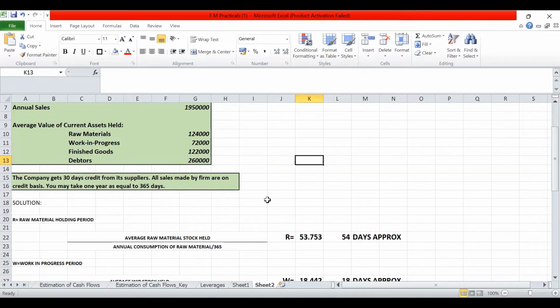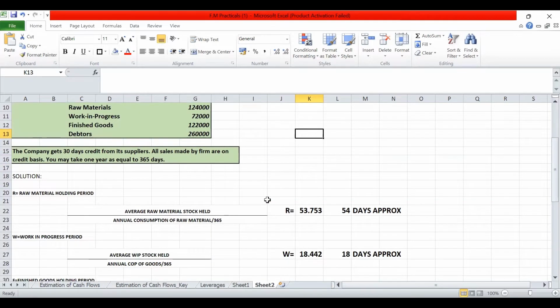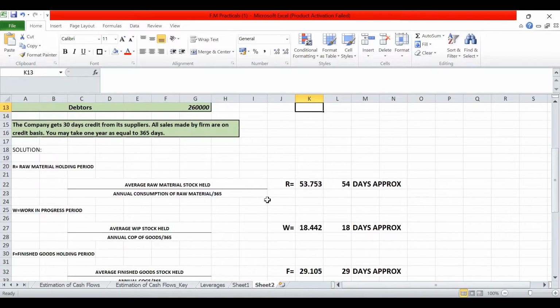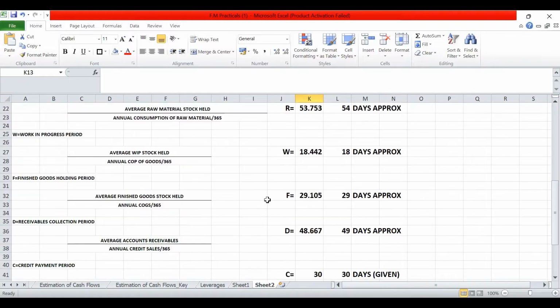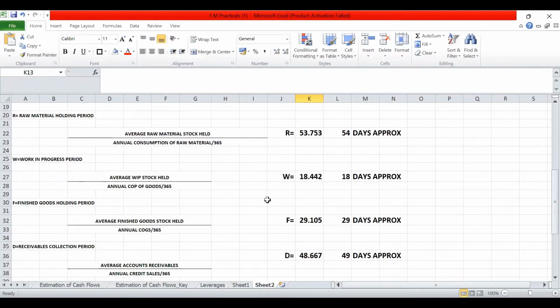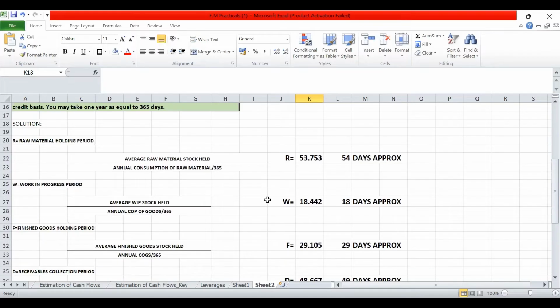So in the last video, we discussed certain formulas for calculating raw material holding period, work in progress period, finished goods holding period, receivable collection period, and credit payment period. We will be using those formulas in order to calculate our total operating cycle, or we can say our net operating cycle. So raw material holding period is equal to average raw material stock held divided by annual consumption of raw material divided by 365.